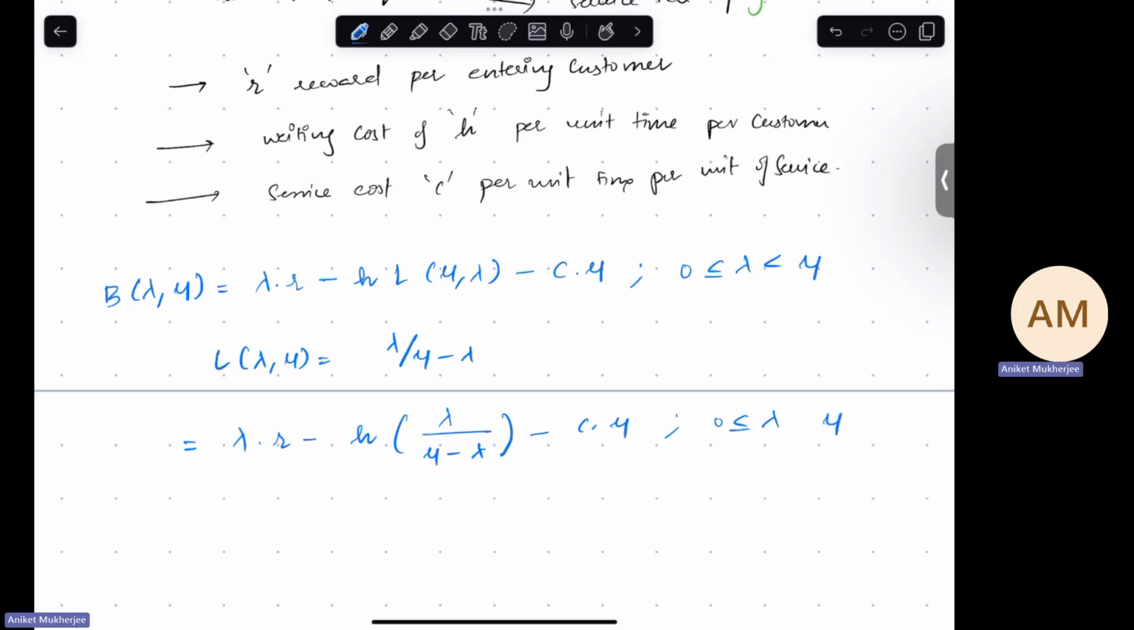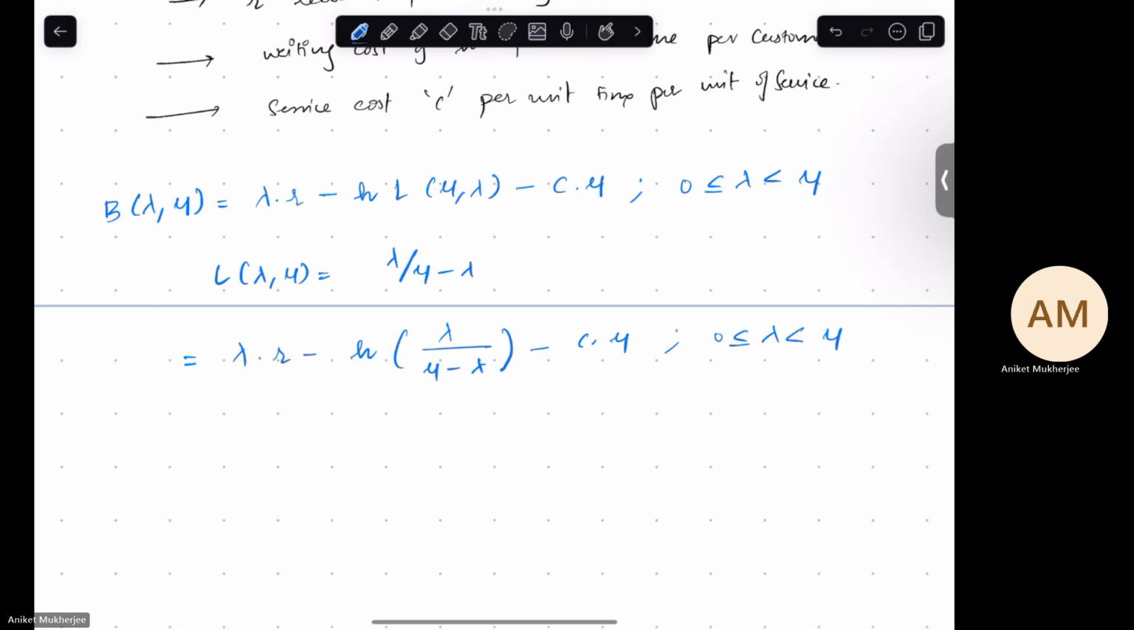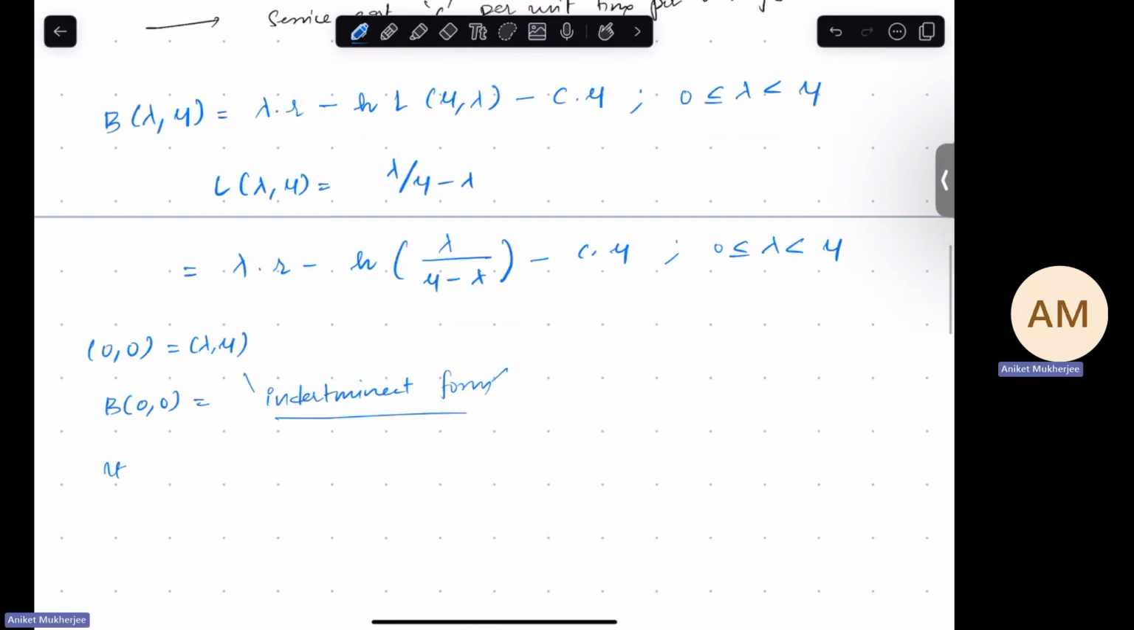Lambda can't be equal to mu, okay. So now we'll just put lambda comma mu equal to 0 and see what V(0, 0) is. You are getting an indeterminate form here. So we find the limit as lambda comma mu tends to 0 of V, right?